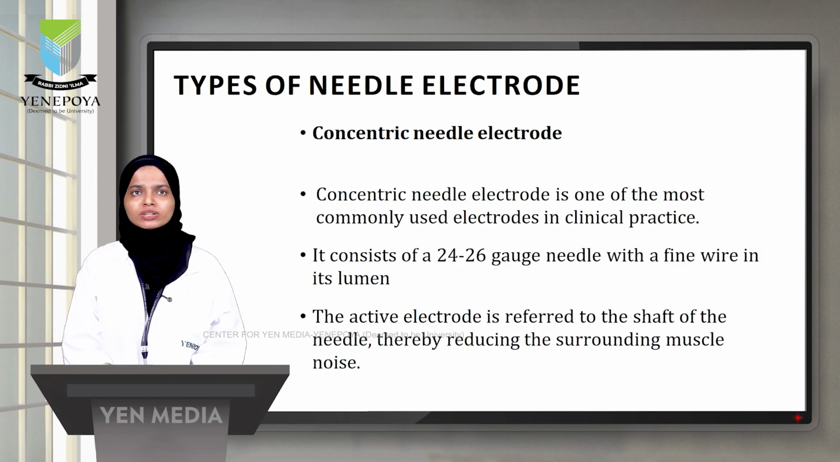Next, we will be looking into the types of needle electrodes used in the EMG recording. There are 4 types of needle electrodes used in the EMG recording. The first one is the concentric needle electrode. It is the most commonly used electrode in clinical practice. It consists of a 24 to 26 gauge needle with a fine wire in its lumen. The active electrode refers to the shaft of the needle. It reduces the muscle noise by recording only from a single muscle.